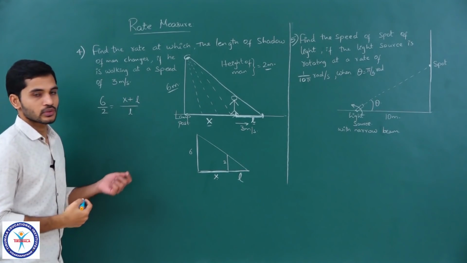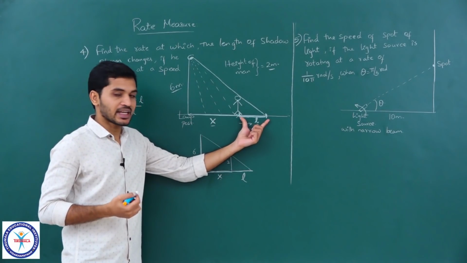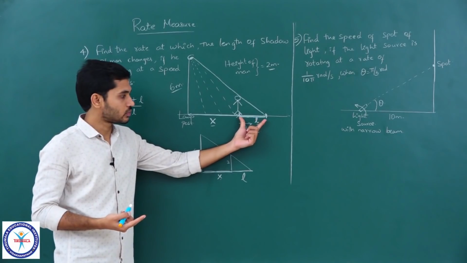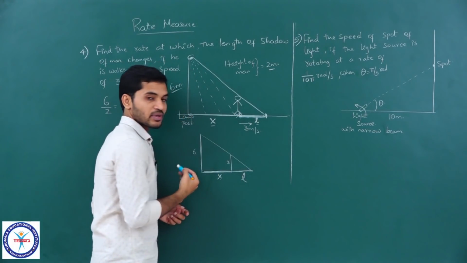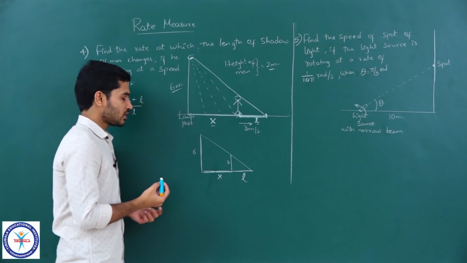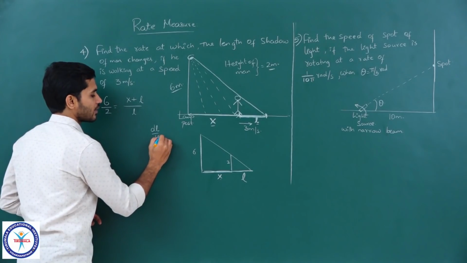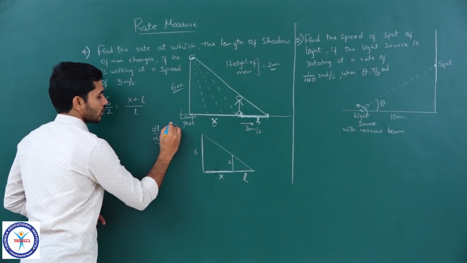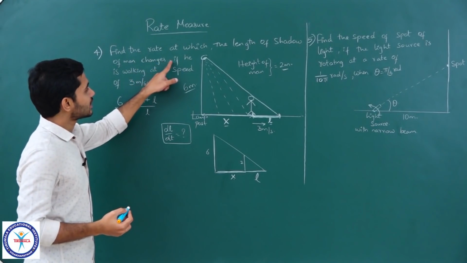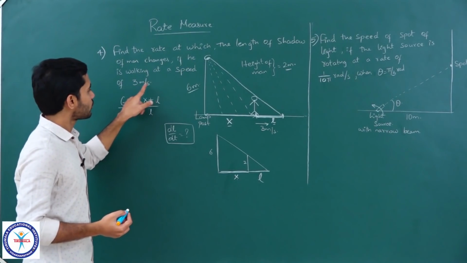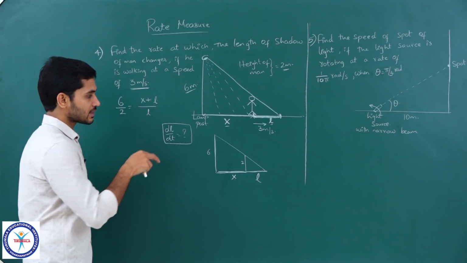Okay. So in this particular case, we need to find out the rate at which the length of the shadow is changing. So can you say that the rate of change of this length can be represented as dL by dt? So I need to calculate dL by dt. So dL by dt is what we have to find out. Okay. What is the information that they have given us? They have given us that the man is walking at a speed of 3 meter per second. So 3 meter per second is the speed of the man.